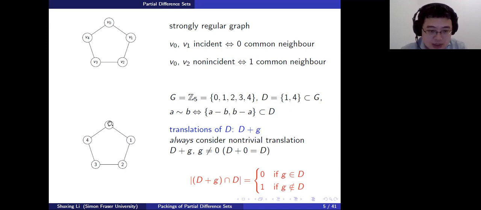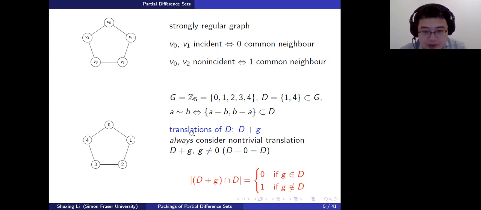In contrast, consider 0 and 2. The differences are 2 and 3, not a subset of D. So 0 and 2 are not incident. Applying this rule, we can exactly recover our 5-cycle. And you may be wondering, what is the counterpart of the two-valued phenomenon we have seen here?